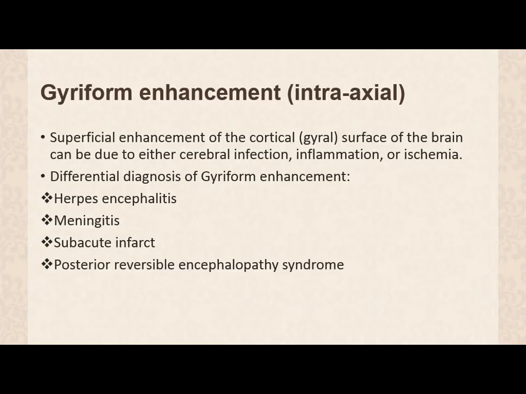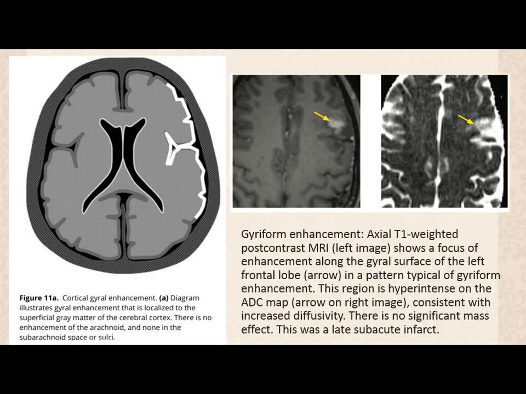Gyriform enhancement is intra-axial, and it causes the gyri of the brain to show enhancement. It will be seen in herpes encephalitis, meningitis, subacute infarct, and posterior reversible encephalopathy syndrome, called PRES syndrome. You can see this is the kind I'm talking about when I say gyriform enhancement. You can see it here, for example.